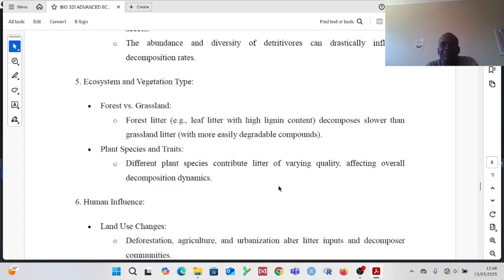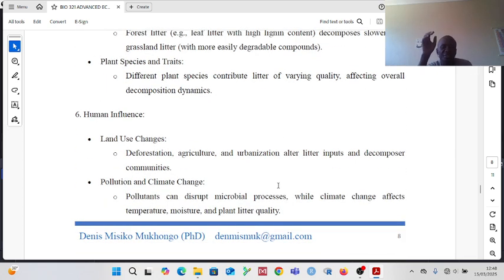So the litter which is coming in with different quality will eventually affect the dynamics of decomposition, because decomposition is a factor of the quality of the litter. So different plant species will produce different types of litter. The different types of litter will be decomposed differently on the basis of the quality that litter has. This decomposition is happening within an ecosystem which has human influence. So which means then human influence will also impact decomposition.